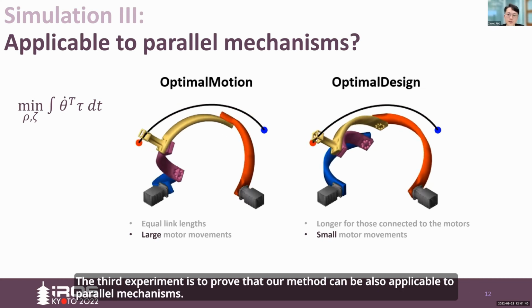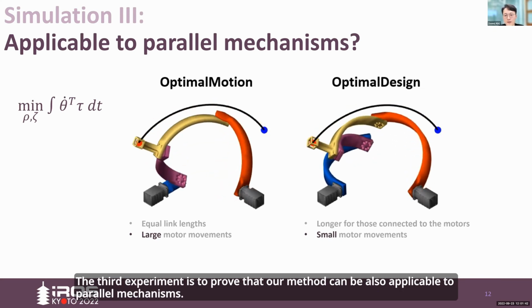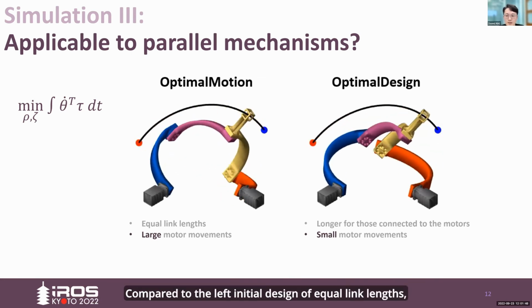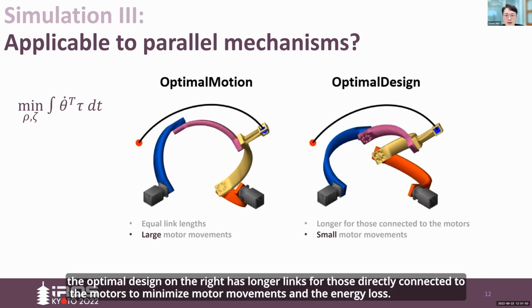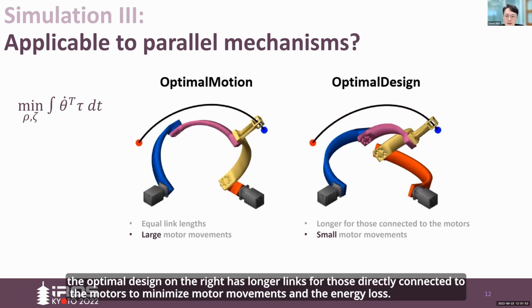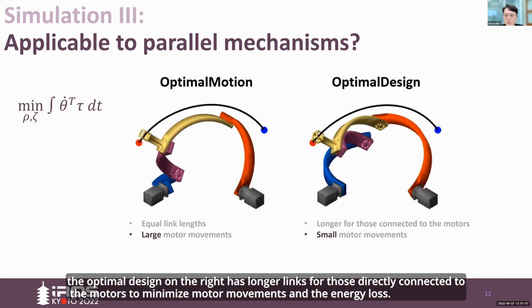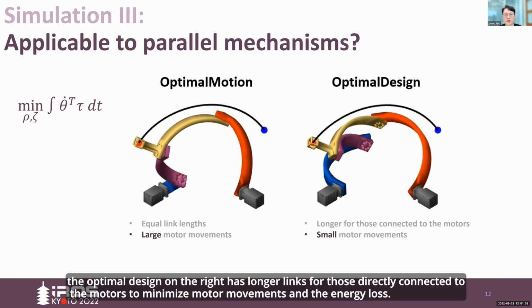The third experiment is to prove that our method can be also applicable to parallel mechanisms. Compared to the left initial design of equal lengths, the optimal design on the right has longer links for those directly connected to the motors to minimize the motor movements and the energy loss.